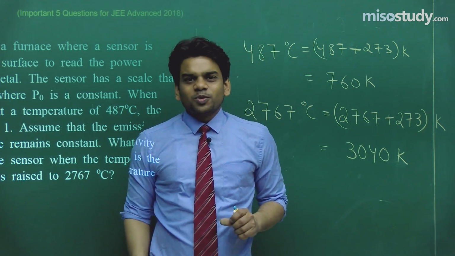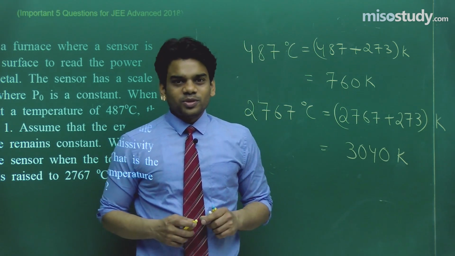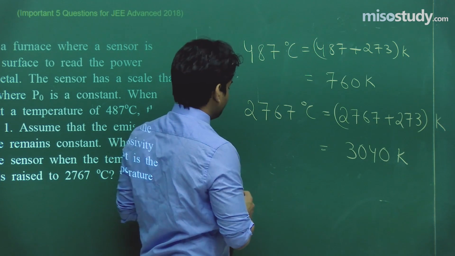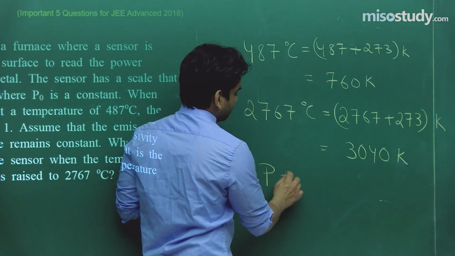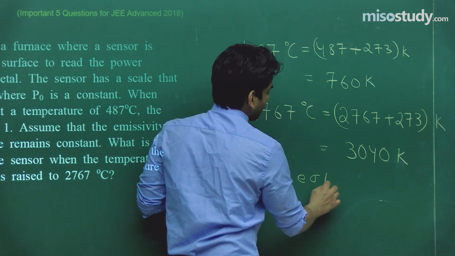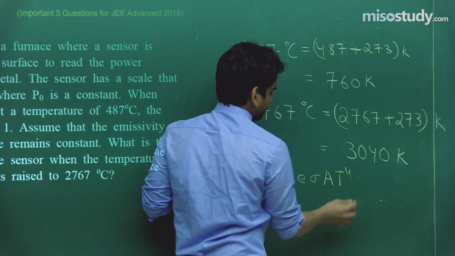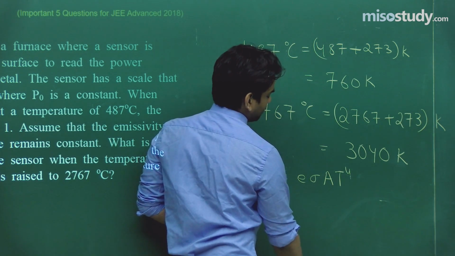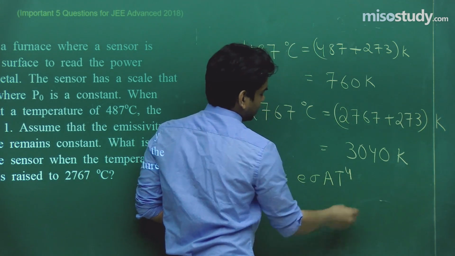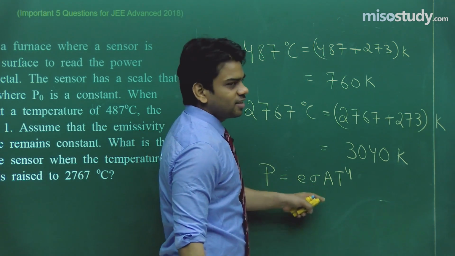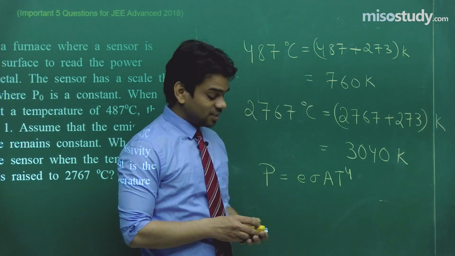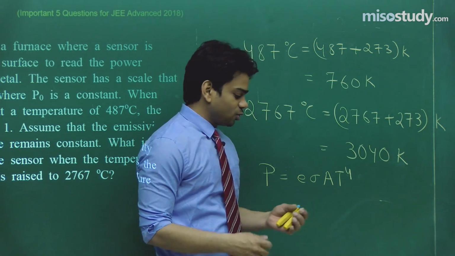I believe that you must be remembering the power formula from the Stefan-Boltzmann rule. You see here, P equals E sigma A T to the power 4. E is the emissivity, sigma is the Stefan-Boltzmann constant, A is the area, T is the absolute temperature expressed in kelvins that we need to know.